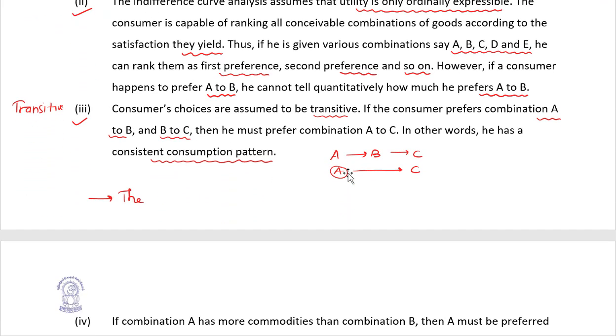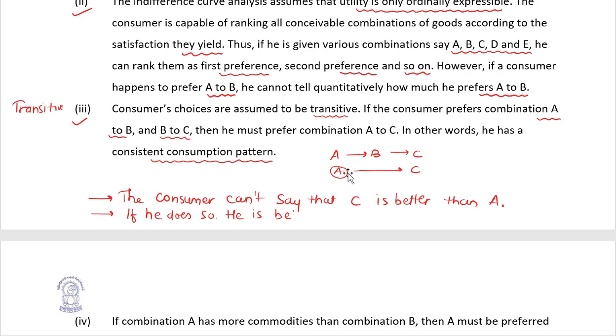The consumer can't say that C is better than A. If he does so, he is behaving irrationally.